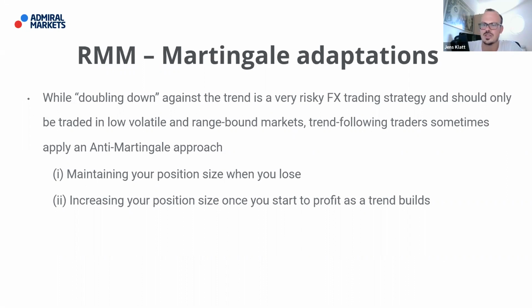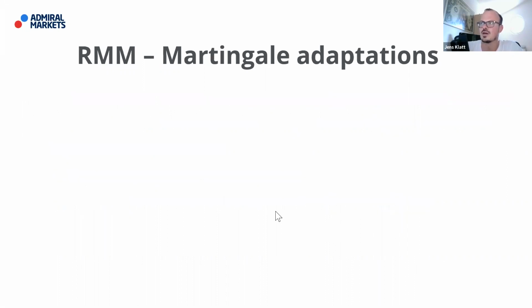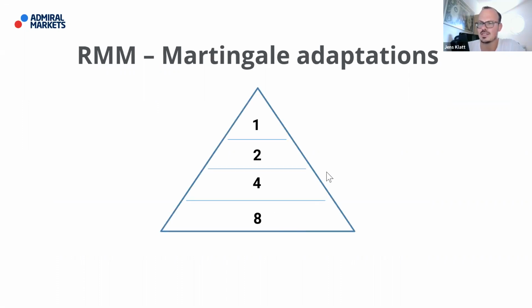But let's come back to this anti-Martingale approach. So what do I mean by that? It's quite a simple way, in fact. You can imagine it as a pyramid. And this is what you do: you start out with the biggest position size here with, let's say, 8 contracts.